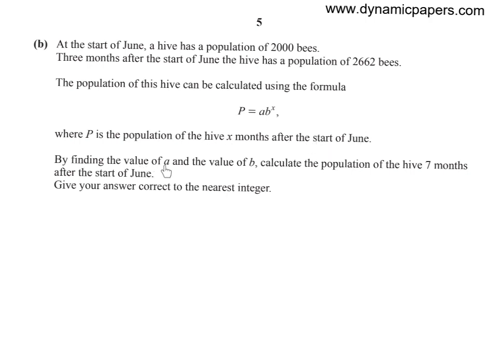By finding the value of A and the value of B, calculate the population of the hive 7 months after the start of June. So after 3 months, the population is 2,662. Now if we apply this rule, 2,662 equals the original, which is 2,000, this is A, times B to the power 3, because after 3 months, and x is the number of months.